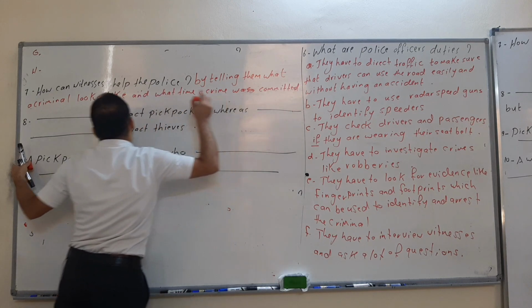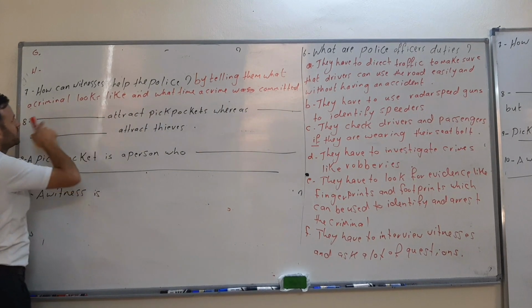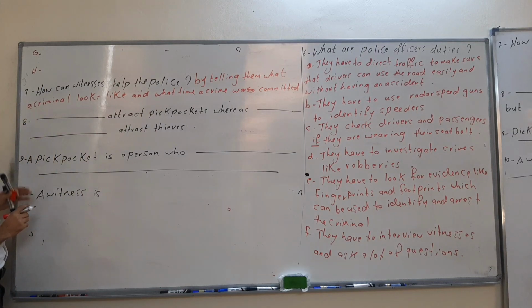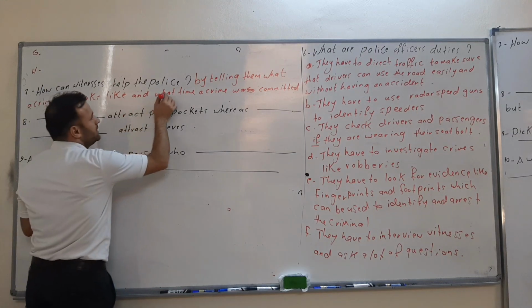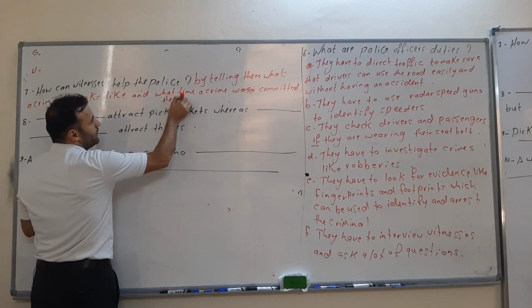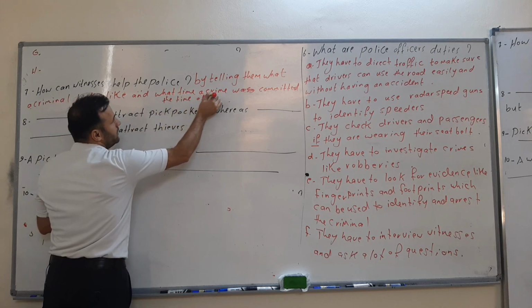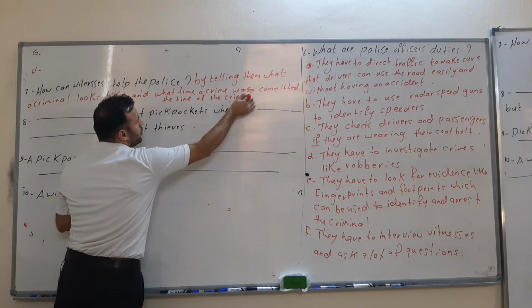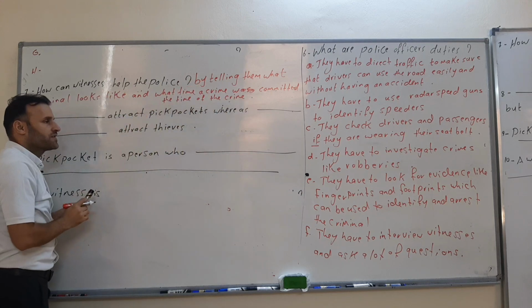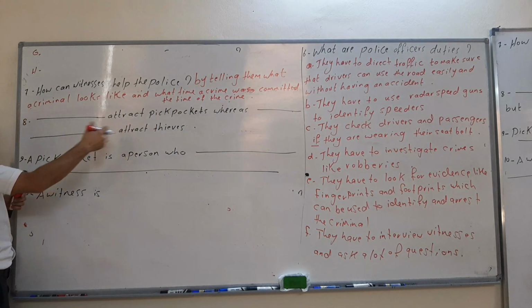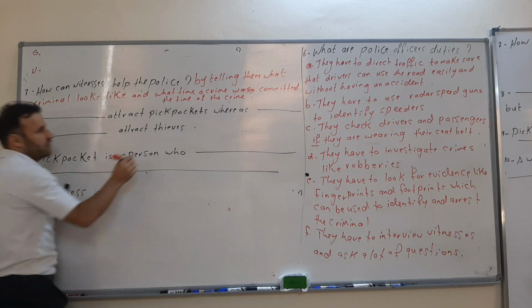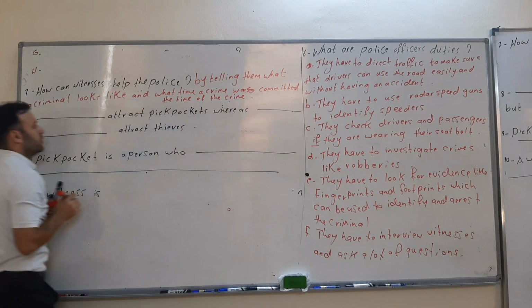Or we can say, by telling them what a criminal looks like and the time of the crime. If you don't like to mention what time a crime was committed, you can say, and the time of the crime. Both of them are correct. Okay?